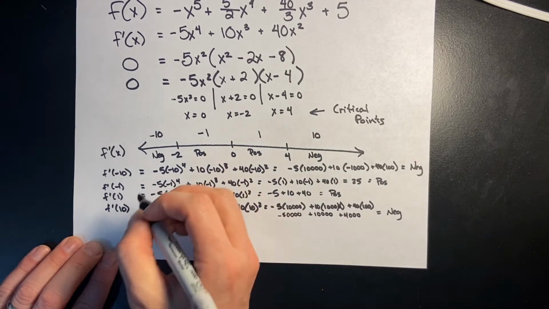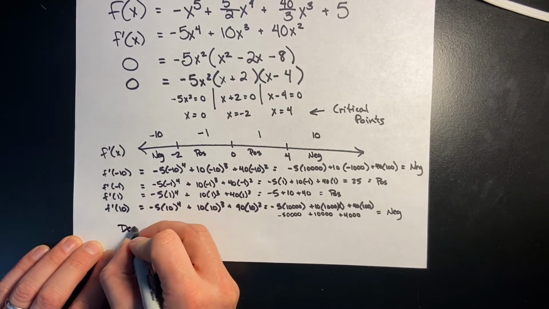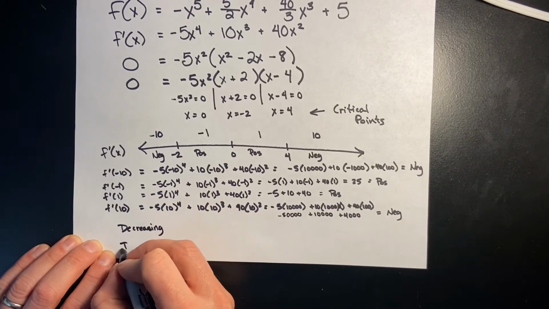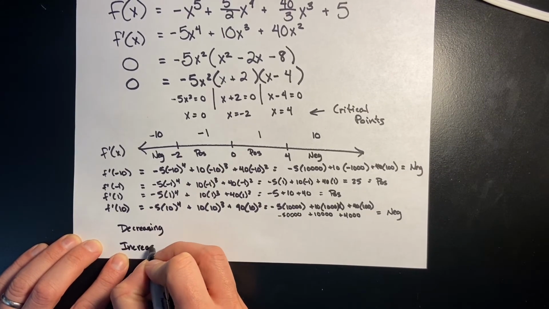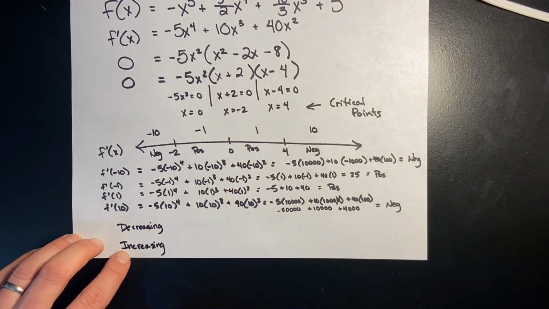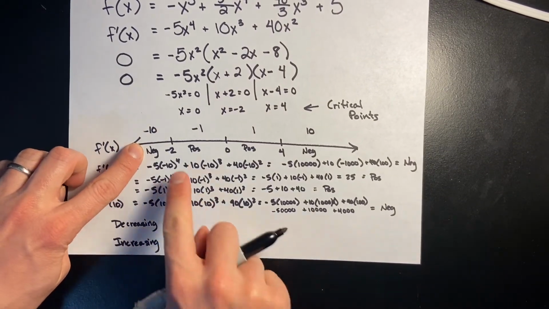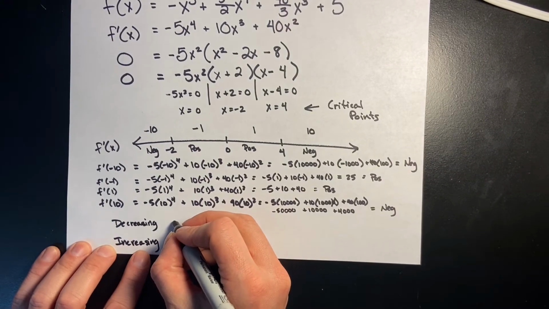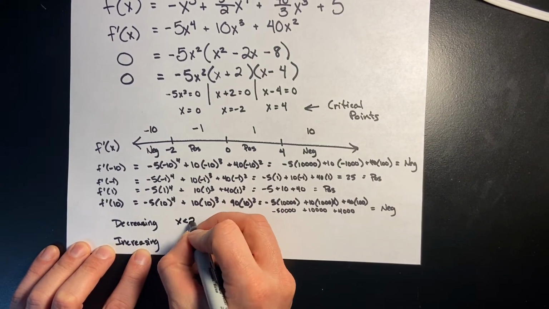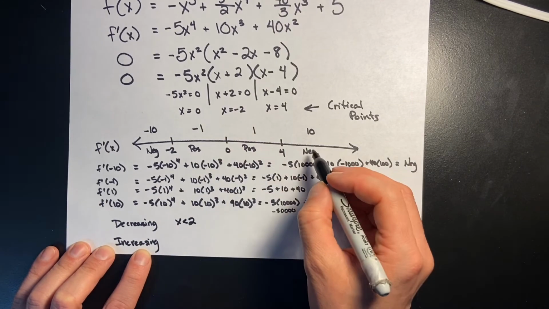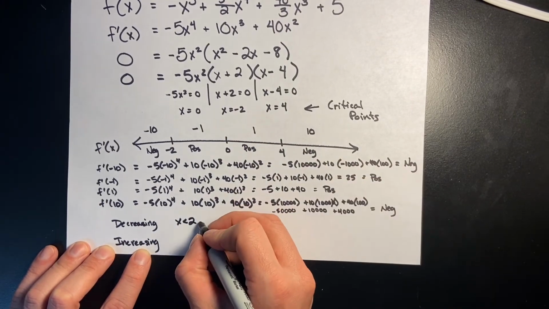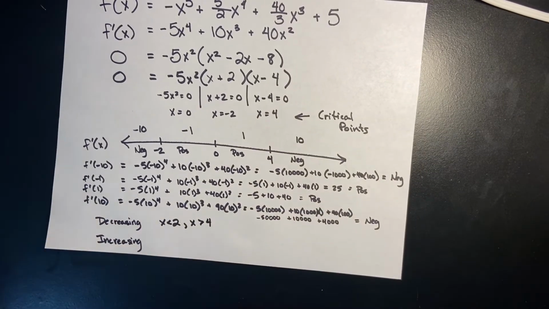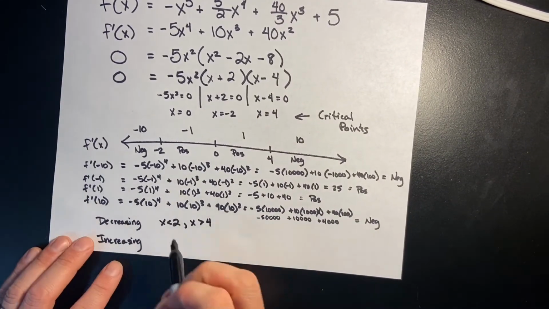is increasing or decreasing. So I have two sections in which my line is decreasing. And I have two sections in which my line is increasing. According to the numbers that I have, it's decreasing for everything less than 2. So I will say it's decreasing when x is less than 2, and it's increasing when x is greater than 4.